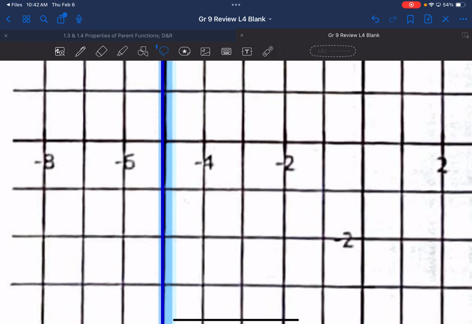On mine, I've got it going by 2. So -2, -4, and then I had it on -6. So that's why.